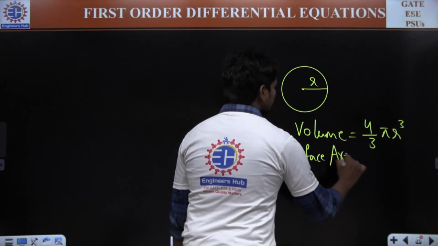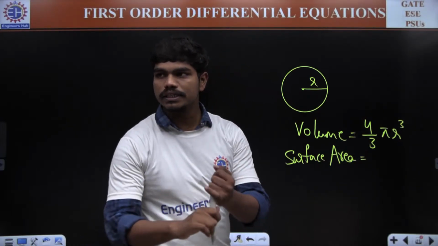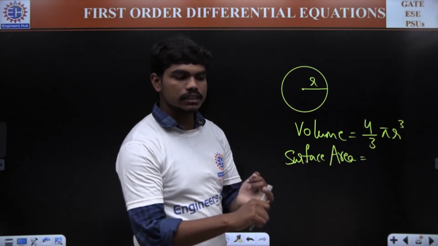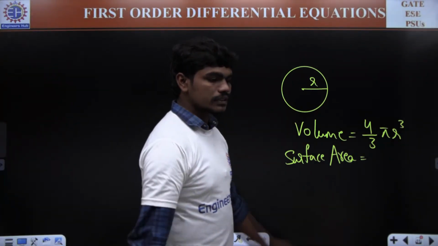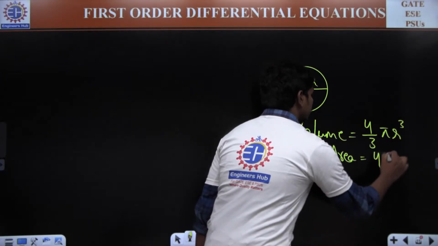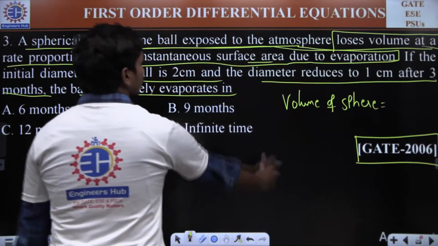Can you tell me something about the surface area of this? We have talked about how to find surface areas and volumes of all these curves, correct? I told you the volume of the sphere is 4/3 pi r cube, and the surface area is 4 pi r square. Now, if you read the question carefully, look at what is given.